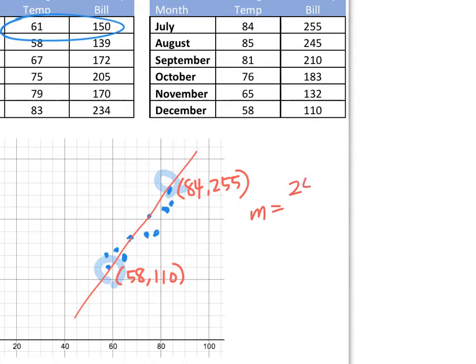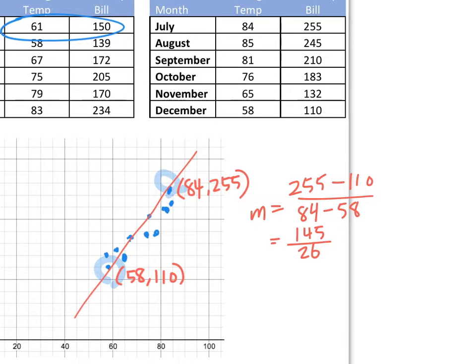So 255 minus 110 over 84 minus 58. That is 145 over 28. 26. Oh, sorry, 26. Okay, this one you can use your calculator because the numbers are all going to be pretty crazy. And once you actually find the slope, what are you going to do to find a line?